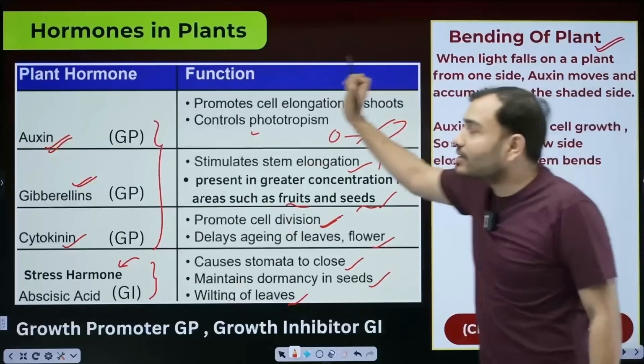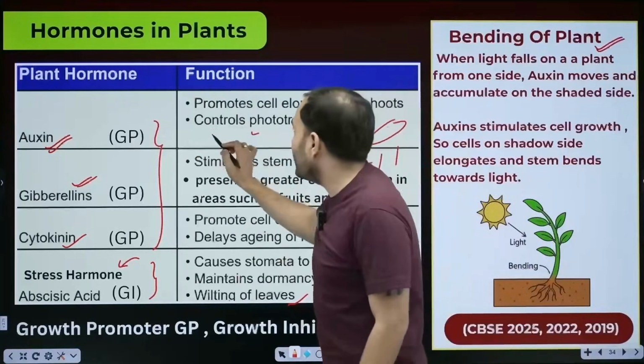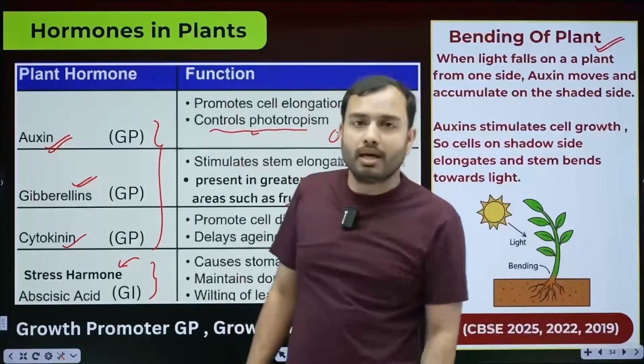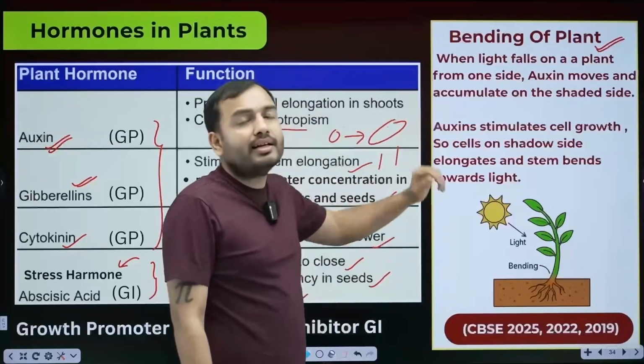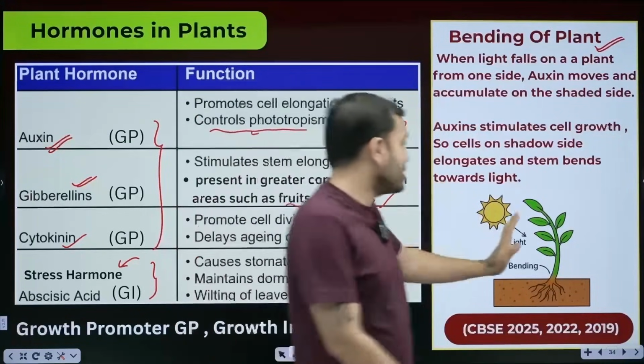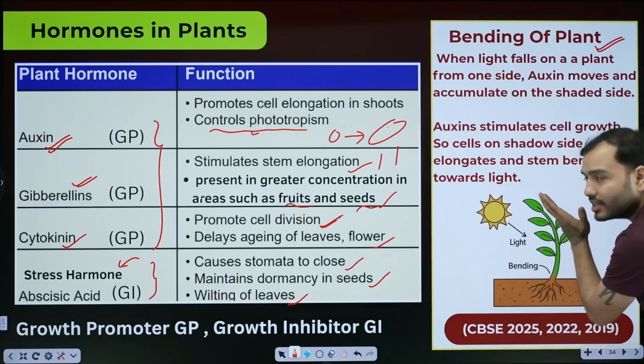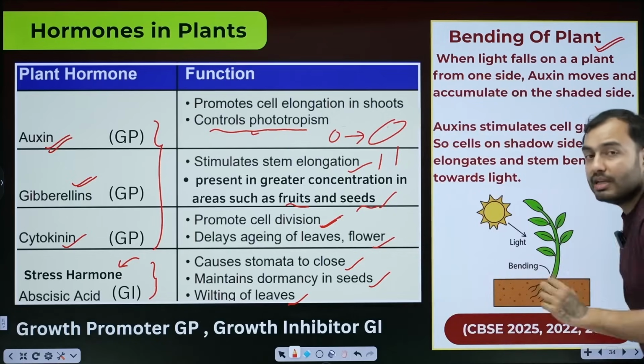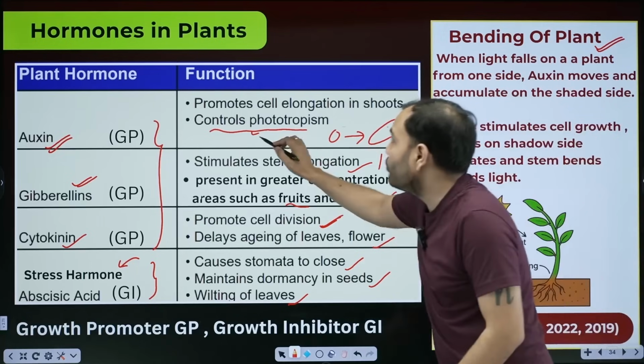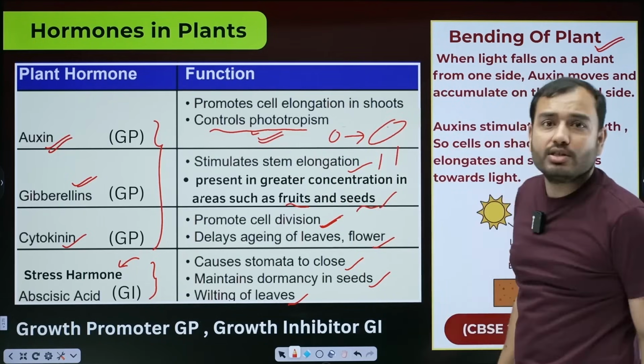Bending of a plant. Who does it? Auxin does it. That's why it is written that it controls phototropism. I told you that when sunlight comes, the plant bends towards the sunlight. You saw that, right? The plant stem bends towards the sunlight. Positive phototropism. This happens because of auxin. Phototropism happens because of the auxins.